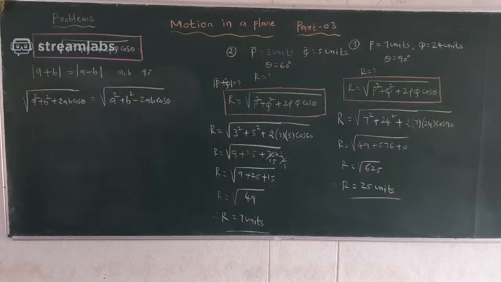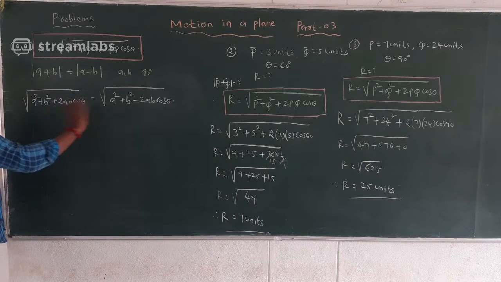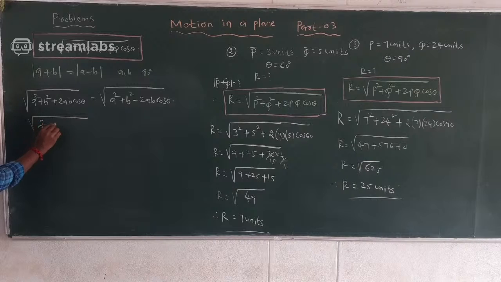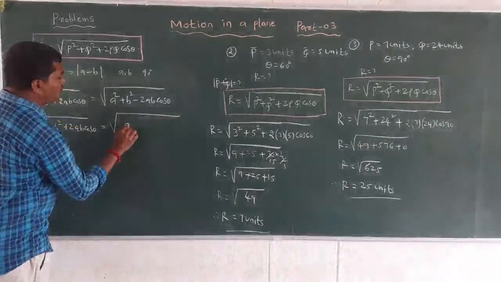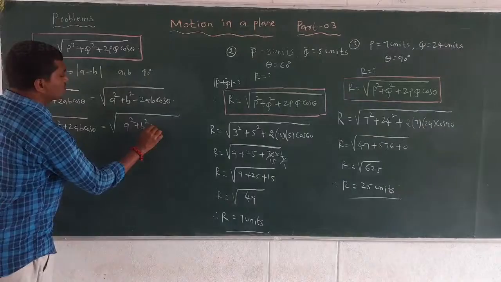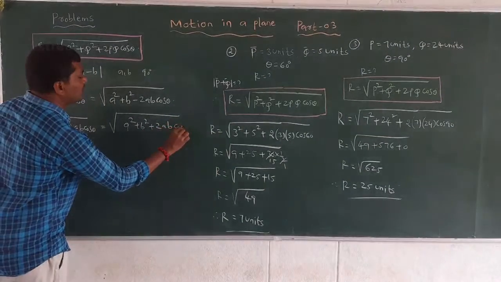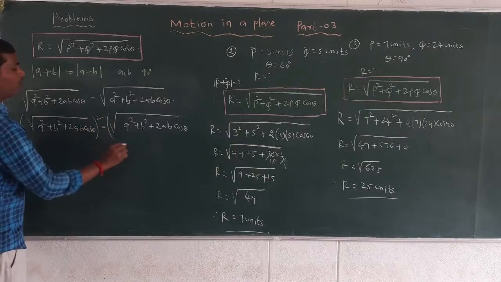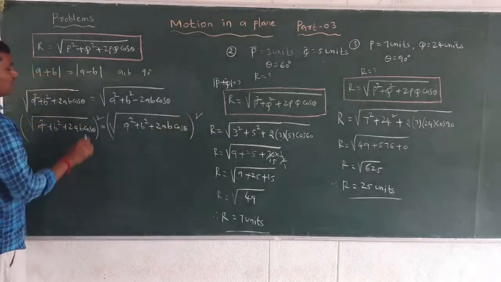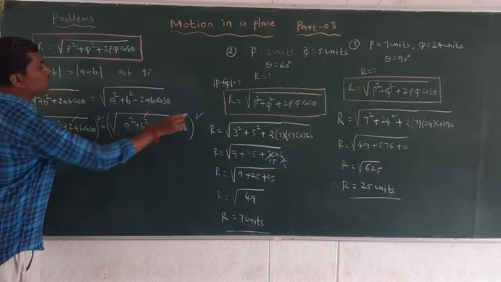Next, what is our aim? We have to find that the angle between A and B is 90 degrees. So squaring on both sides. I will write the equation once again: under root of A square plus B square plus 2AB cos theta is equal to under root of A square plus B square minus 2AB cos theta. Squaring on both sides, the root and square get cancelled.